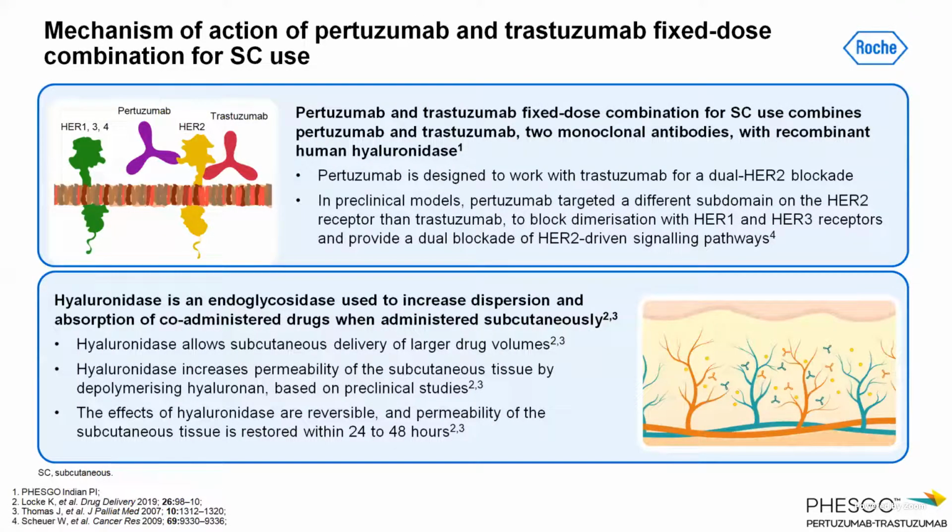So what is the basic mechanism of hyaluronidase is that it basically increases the permeability of the subcutaneous tissue, so that when you give the injection, all the drug is not localized into a small space, which is why normally we cannot give more than 1 milliliter of solution in the subcutaneous space. Due to the expansion of the tissue, you can deliver a large volume of drug into the subcutaneous tissue.